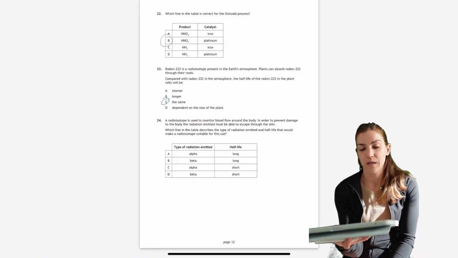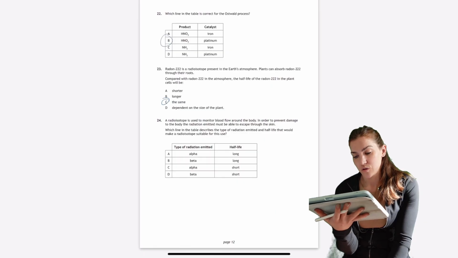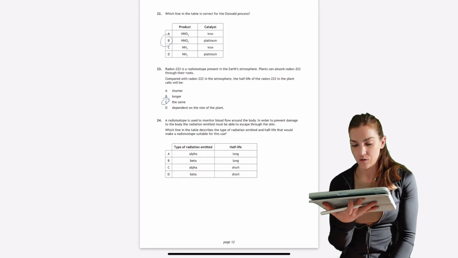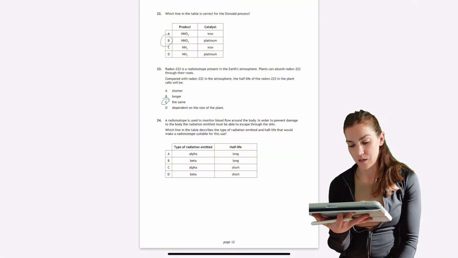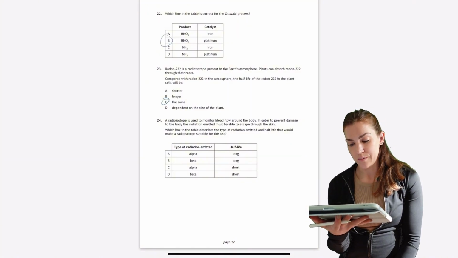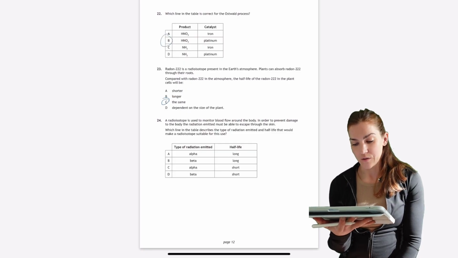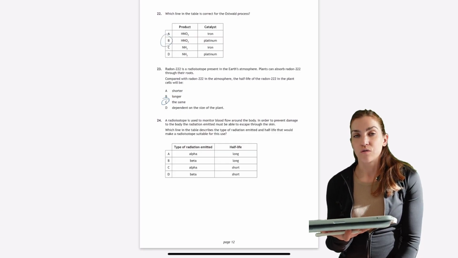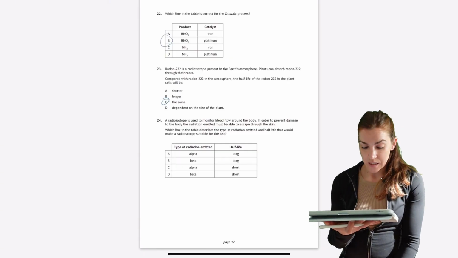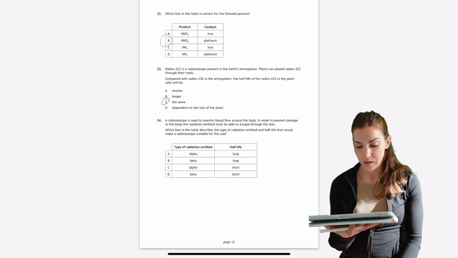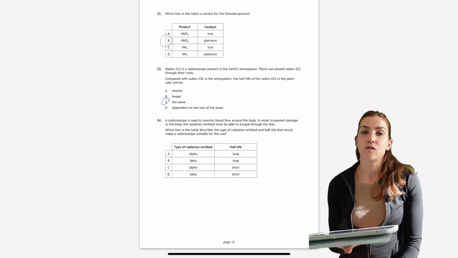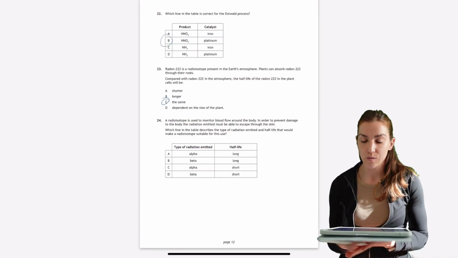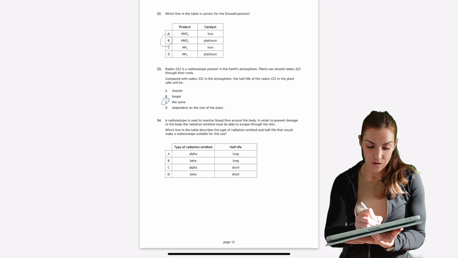Okay, 24. A radioisotope is used to monitor blood flow around the body. In order to prevent damage to the body, the radiation emitted must be able to escape through the skin. Which line in the table describes the type of radiation emitted and the half-life that would make a radioisotope suitable for this? So if it's going to have to penetrate through the skin, it needs to be beta, because alpha will be stopped by the skin. And we also always want, in anything to do with the body, medicine, whatever, the half-life to be short, so we're not prolonging any radioactive exposure to any patients. So that means the answer will be D.